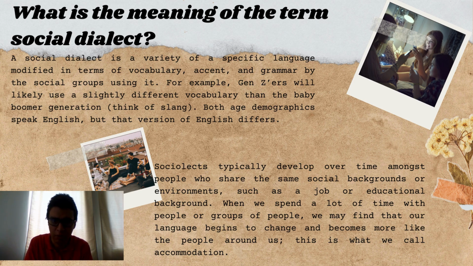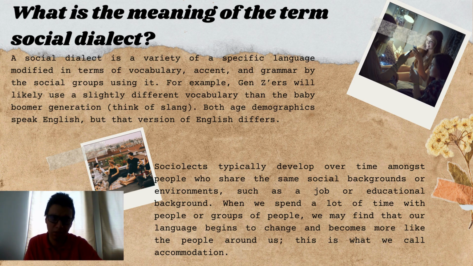A social dialect is a variety of a specific language modified in terms of vocabulary, accent, and grammar by the social groups using it. For example, Gen Zers will likely use a slightly different vocabulary than the baby boomer generation. Think of slang. Both age demographics speak English, but that version of English differs.